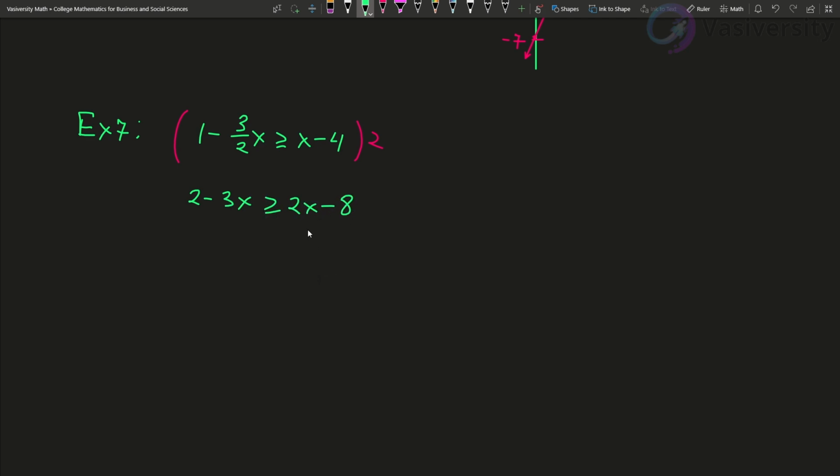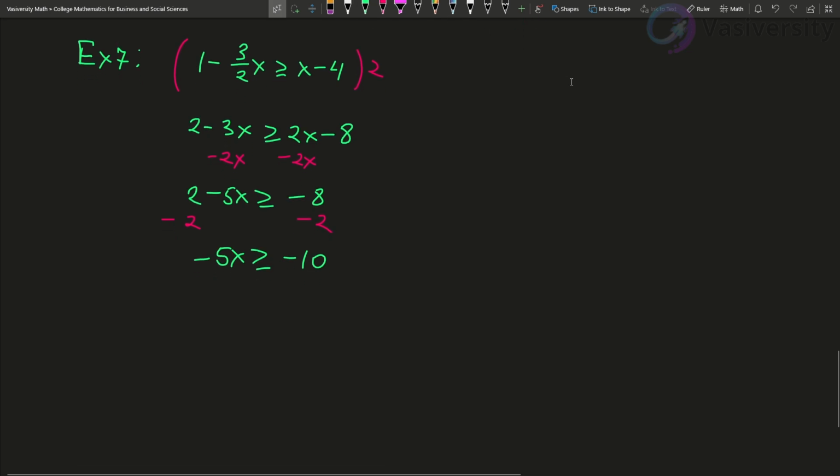Okay, now let's go ahead and move everything to the left. We're going to first move the 2x. So -3x minus 2x is going to be -5x, greater than or equal to, and this is canceled out, -8. Then we're going to subtract the 2 from both sides. So we'll have -5x is greater than or equal to -8 minus 2, that's -10.